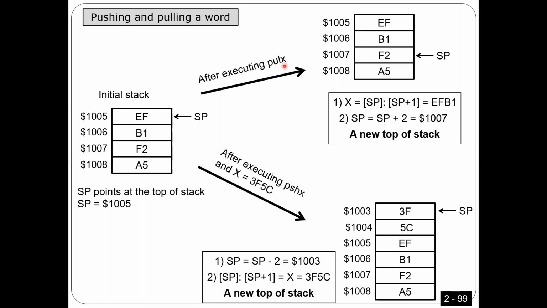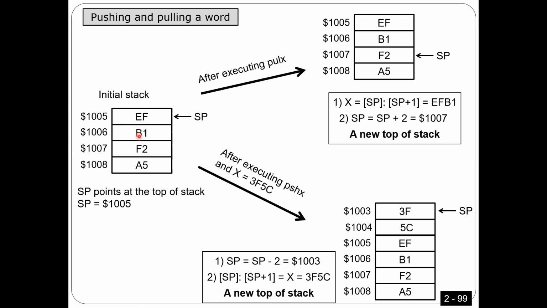So what does PULL X mean? It means I want to read the word from the top of the stack, which is EFB1, right? So I'm going to read the word, and then I want to store it in register X. So after you execute this instruction, register X should have these two bytes. Then I'm going to ask you which one is the least significant and which one is the most significant.